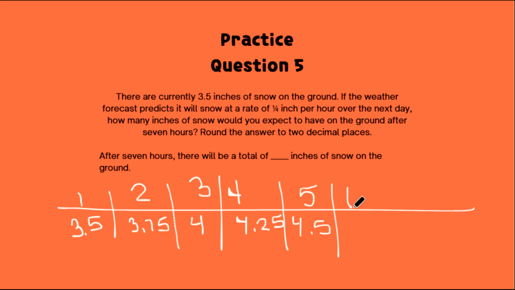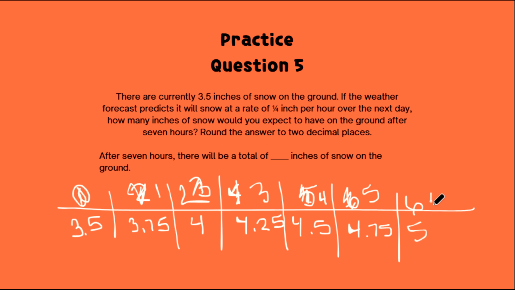At hour 6, I guess this is hour 0. I should do this right. So this is 1. This is 2. This is 3. Pay attention, don't be like me. This is 4. This is 5. Okay, so this is 4.75. At hour 6, we have 5 inches. And at hour 7, we have 5.25 inches of snow on the ground. Look at that. I'm so smart.